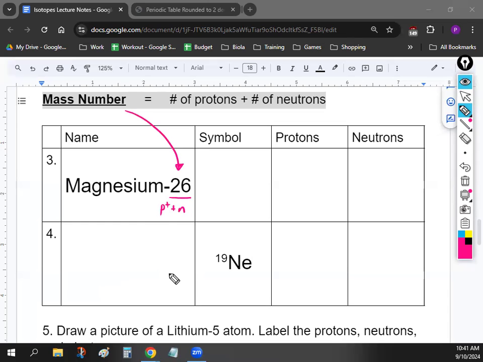So we can write an isotope's name by writing the element's name. Here our example is magnesium. That's an element on the periodic table. We put a dash, and then we put the mass number behind it. And that number behind it is protons plus neutrons.